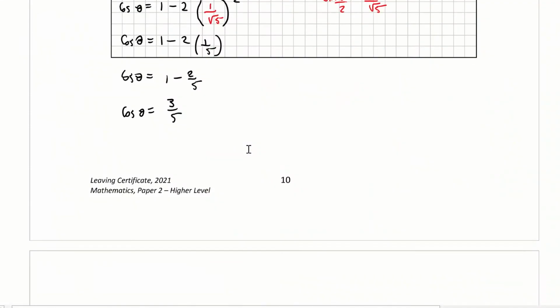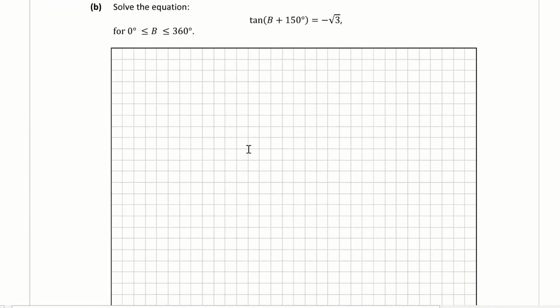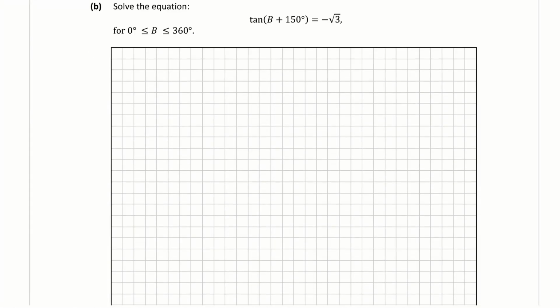Scrolling down now to part B of that question. Solve the equation tan of b plus 150 degrees is equal to minus root 3, where b is between 0 and 360 degrees. So again, let's put down what we know. We have tan of b plus 150 degrees is equal to minus root 3. I'm going to use my log tables now, page 14. And on page 14, it tells me that tan of a plus b, again, don't mix up this a and b. They're completely different. One's just from the formula and one's from the question. So don't get confused there.